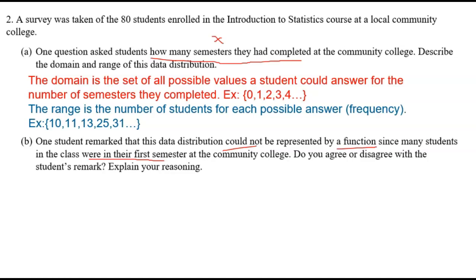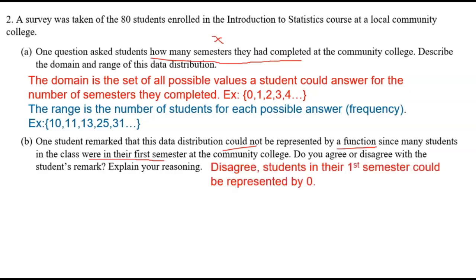If there's someone that hasn't completed a semester, what number could they be represented by that I already put on the first one? 0. Okay. So we disagree because students in the first semester could be represented by 0. The survey could have said you completed 0, or 0 to 1. You know how sometimes they give you ranges? They could have been part of that 0 to 1 group. So we disagree with them. That's not it. It could be that function.